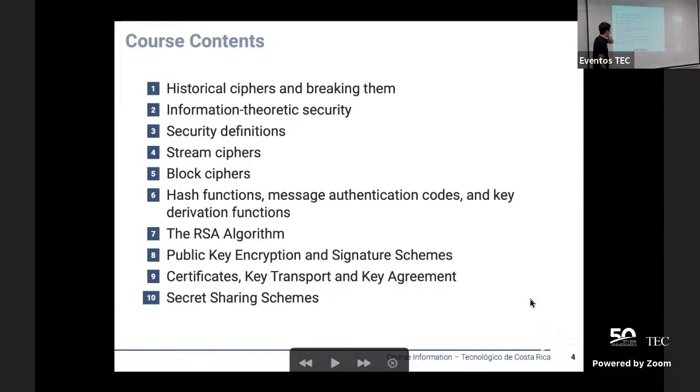Then we'll move on to hash functions. Probably, I hope you at least know what hash functions are. But we'll look at secure, cryptographically secure hash functions.